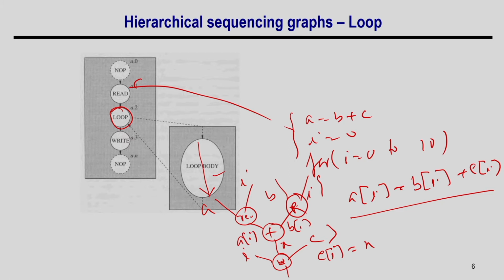Then you schedule this loop body independently. You independently schedule these operations, you independently schedule the main block, and then you have a combined sequence graph, and you try to do the resource allocation and binding problem for that combined graph.